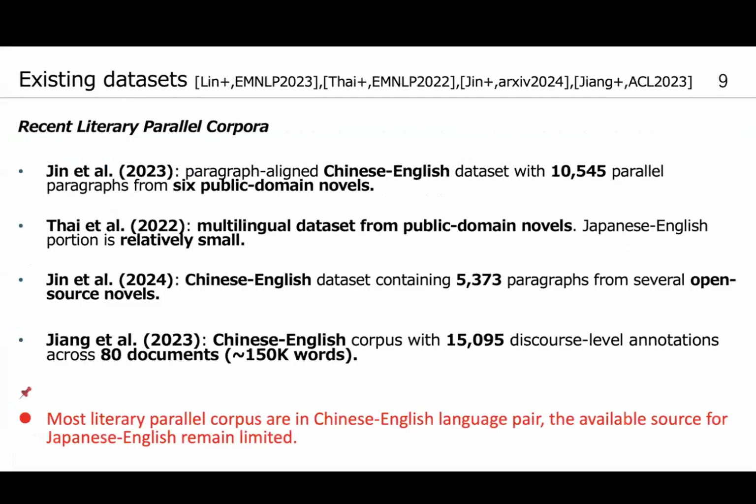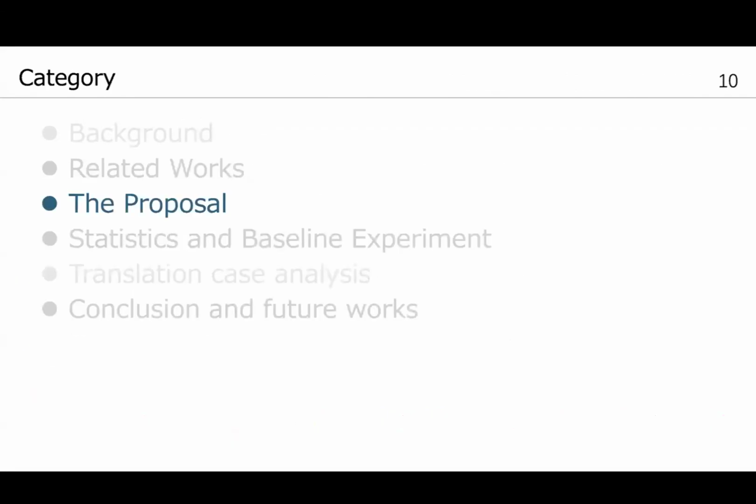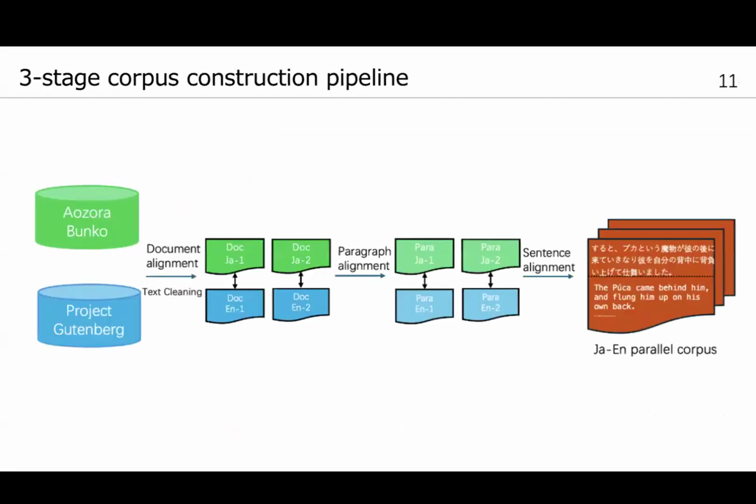In recent years, researchers have developed many literary parallel corpora, and as listed above, the only existing multilingual data set was developed 3 years ago, and the portion of Japanese-English is very small, while the others are in the Chinese and English language pair. The available sources for Japanese and English remain limited. And then I will introduce the proposal.